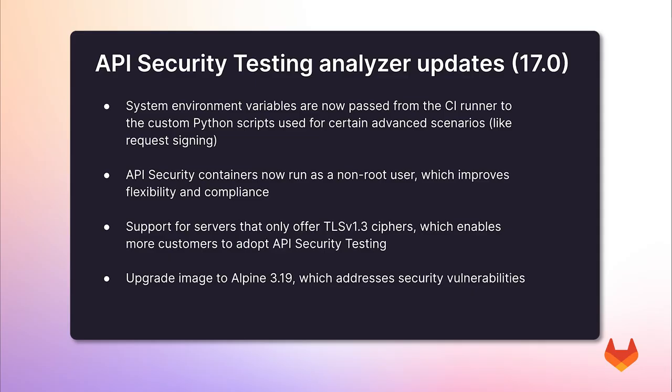The API Security Testing Analyzer, which scans your running application's APIs for vulnerabilities, now enables system environment variables to be passed from the CI runner to the custom Python scripts used for advanced scenarios like request signing. It now also runs its containers as a non-root user, which improves flexibility and compliance. It supports servers that offer TLS v1.3 ciphers, which enables more customers to adopt this process. The Alpine image has also been upgraded to 3.19, addressing several security vulnerabilities.